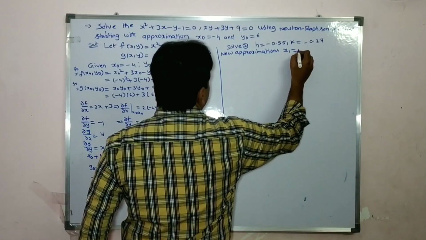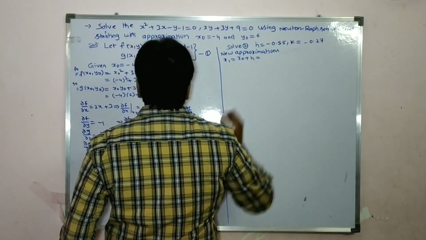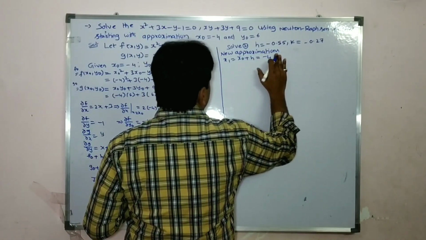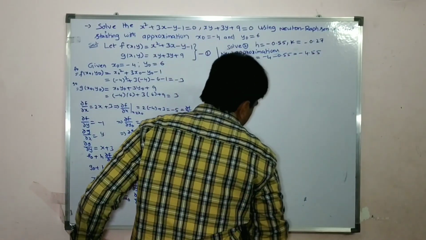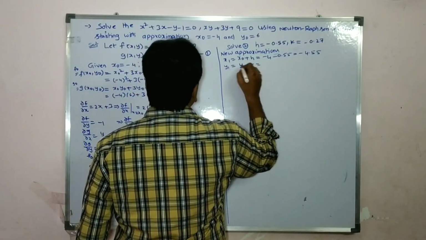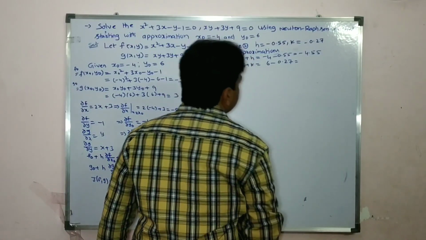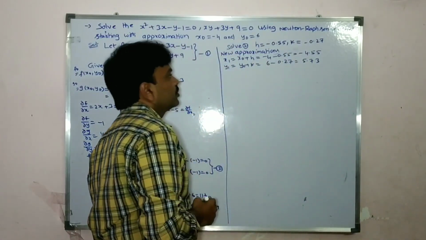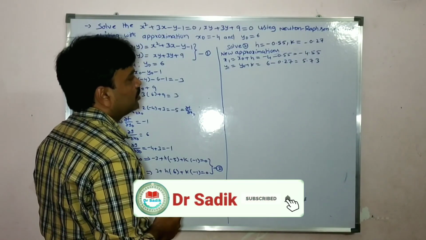Now the new approximation, students. x1 is equal to x0 plus h. What is x0, students? Minus 4 plus h, minus 0.55, that is equal to minus 4.55. Now y1 means y0 plus k. What is y0? 6 minus 0.27, that is equal to 5.73, students, 5.73.